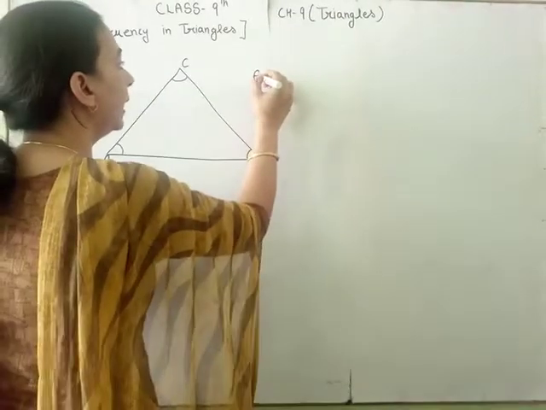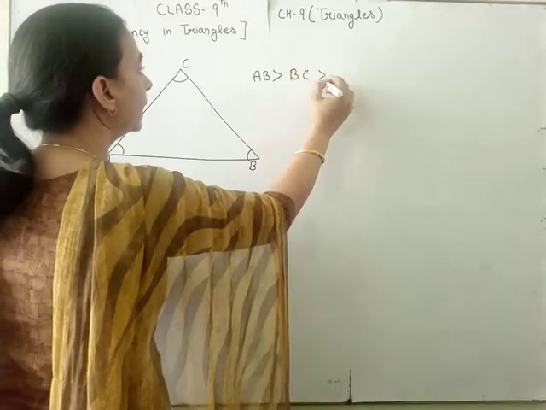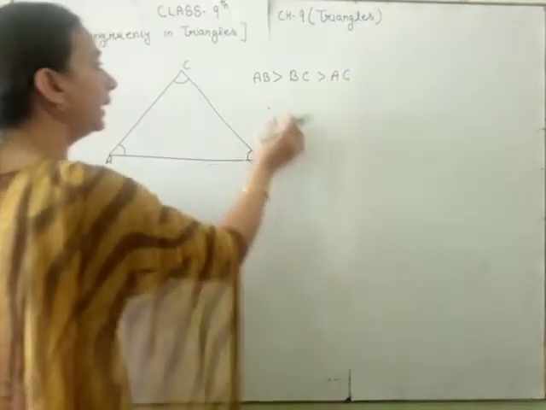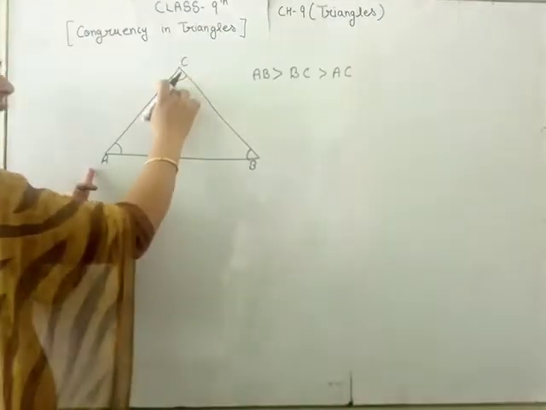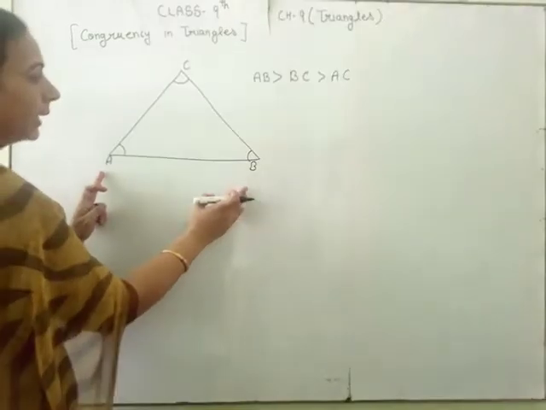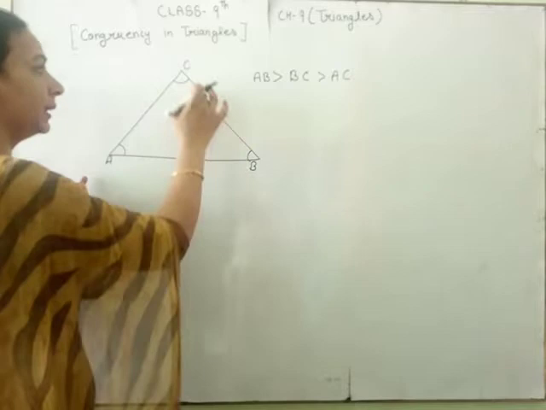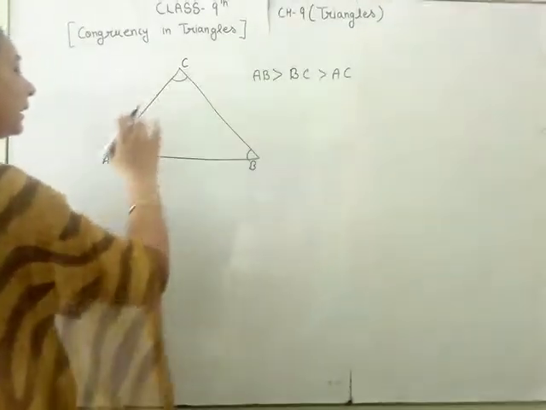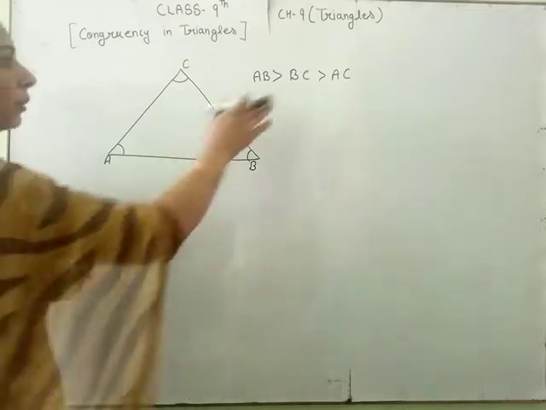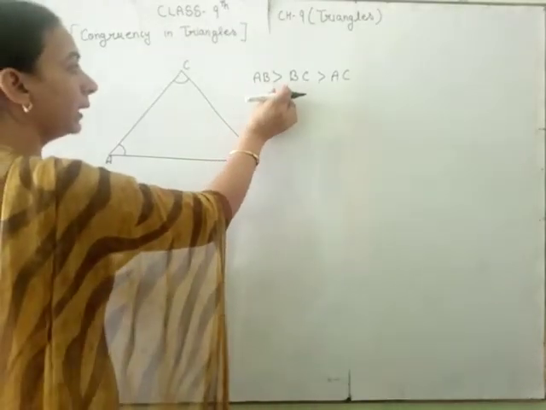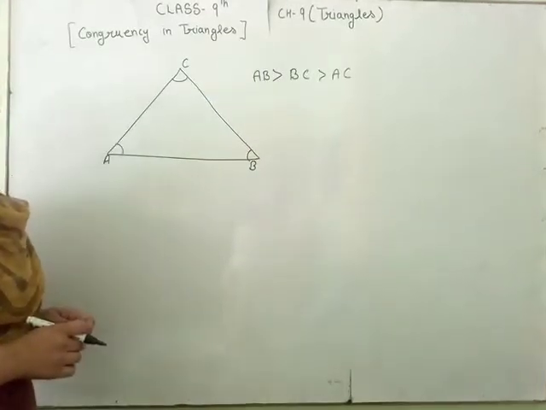let AB be greater than BC, greater than AC. Let AB be the greatest side and AC the smallest side. AB greater than BC, then BC greater than AC. That means AC is the smallest. Okay. Then according to this, if AB is the greater side, then the opposite angle of AB is also greater.